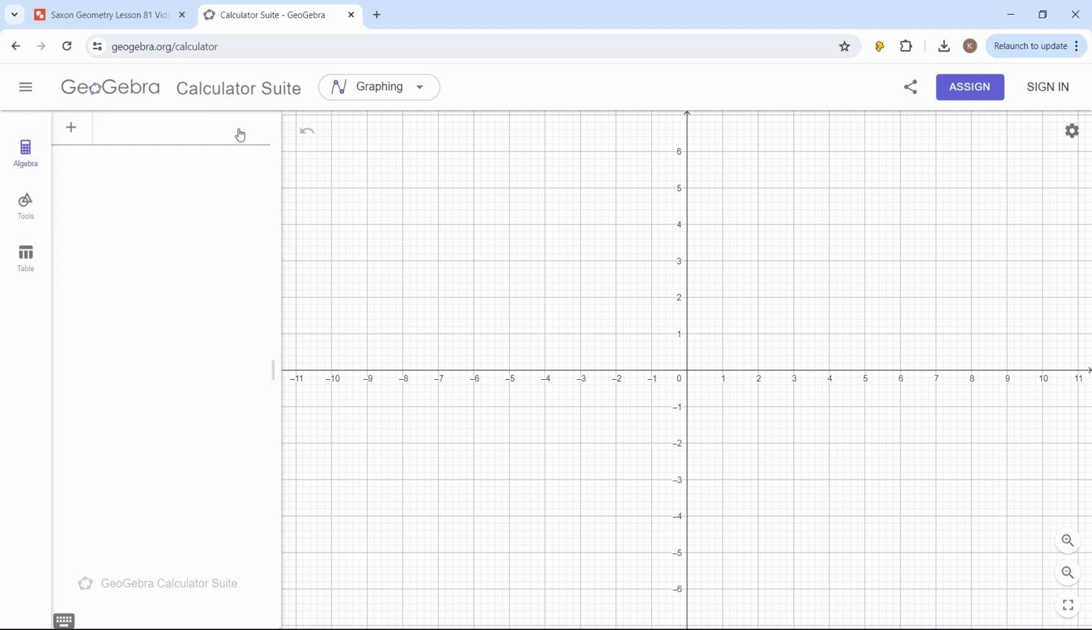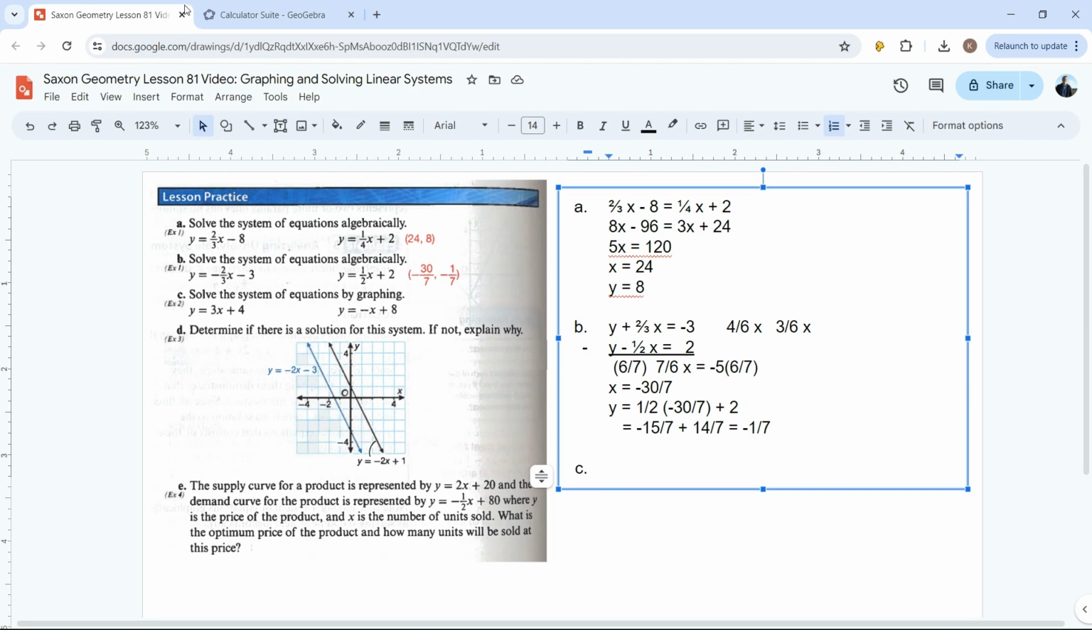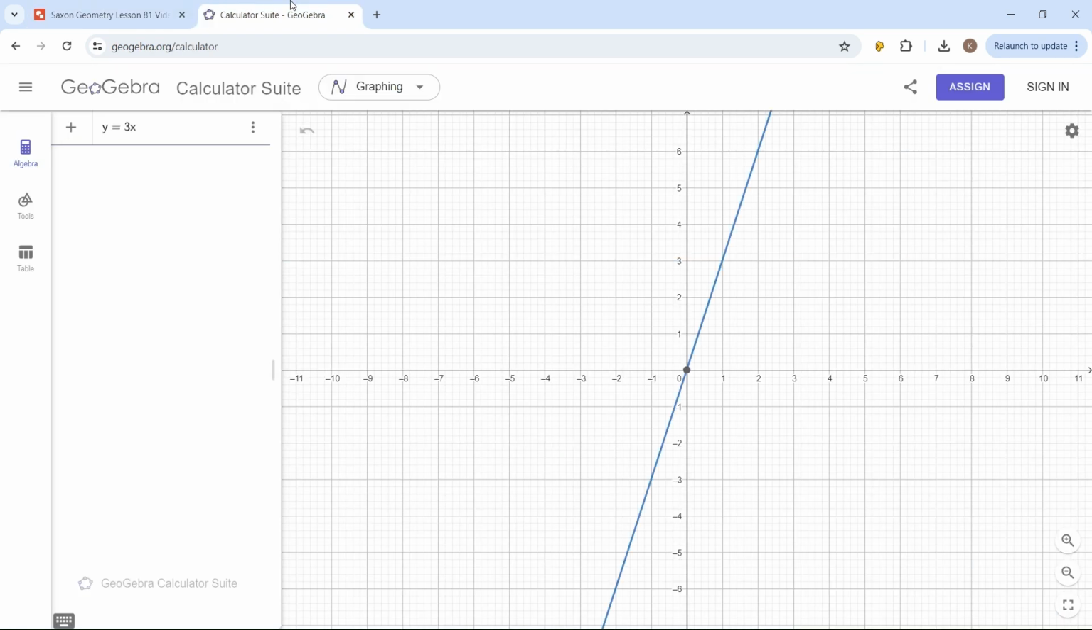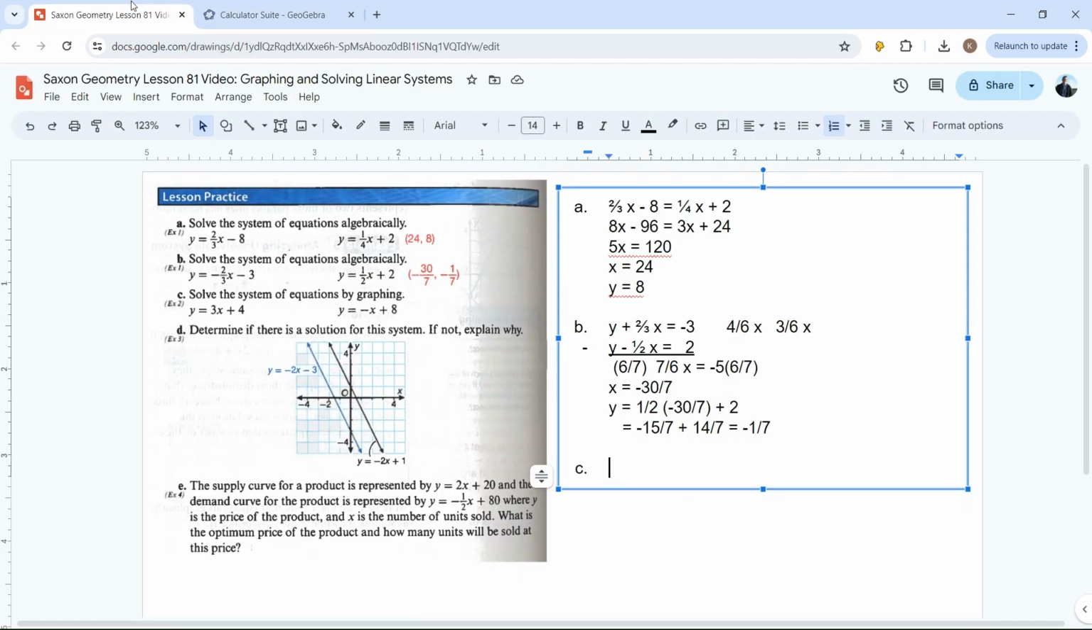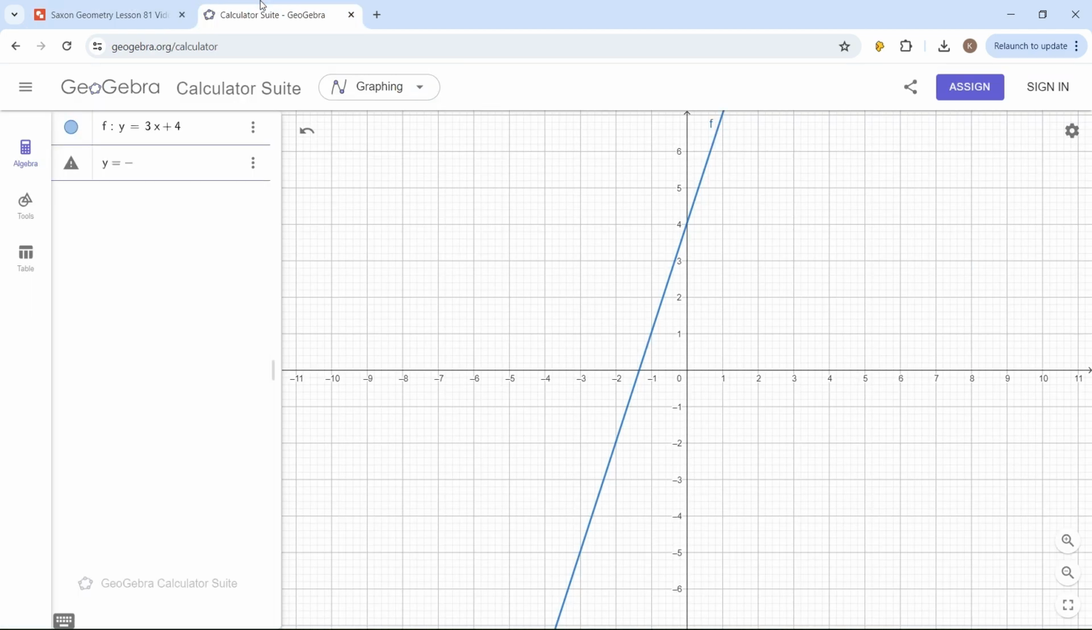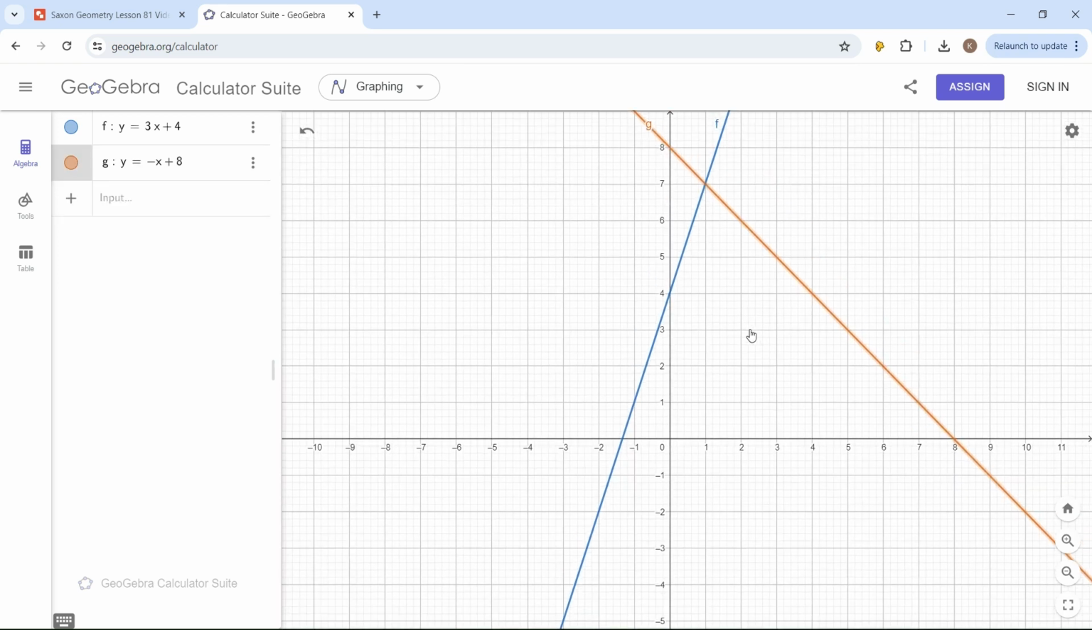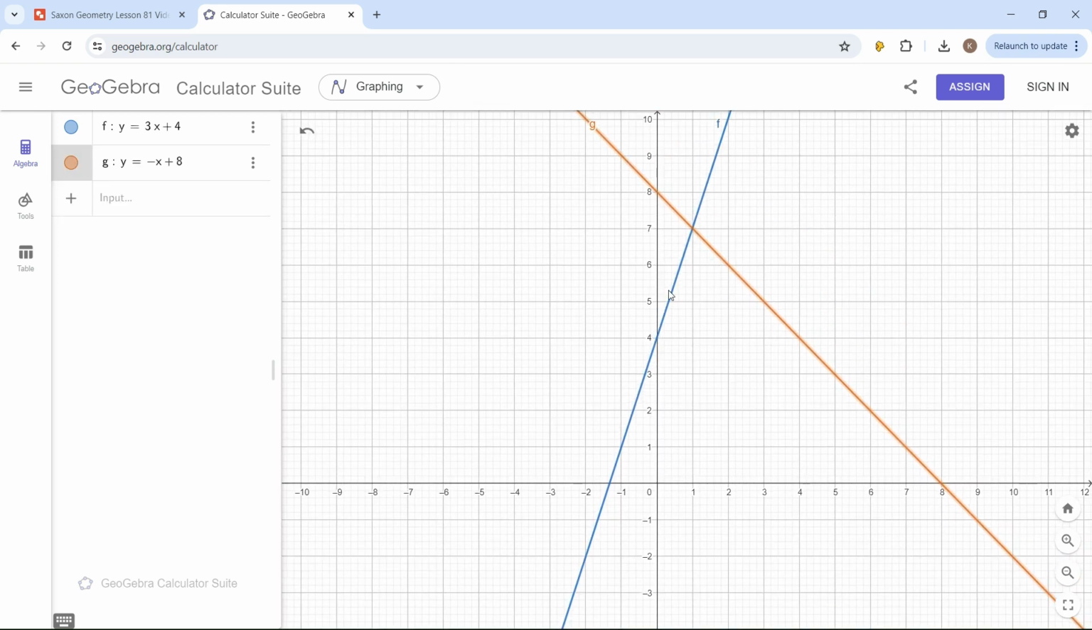And what we're going to do is type y equals, and then we need our linear functions: 3x plus 4, that's one of them. And then the other one is y equals negative x plus 8. Okay, then we need to look for where our two lines cross each other.